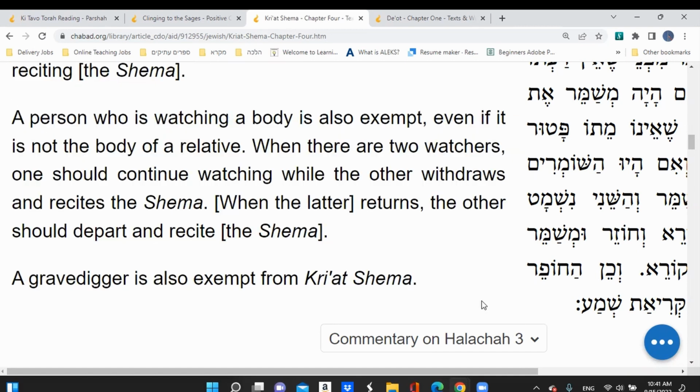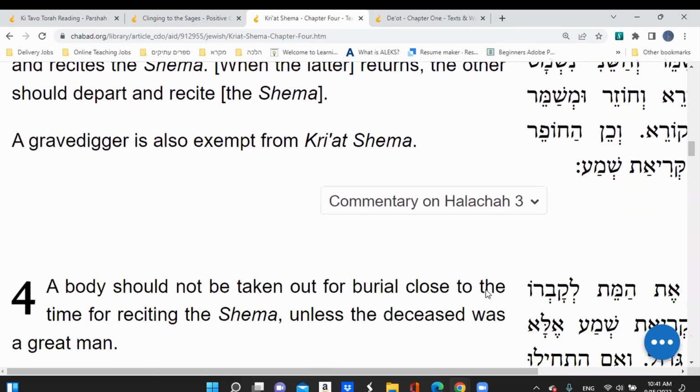A person who is watching the body is also exempt, even if it is not the body of a relative. When there are two watchers, one should continue watching while the other withdraws and recites the Shema. When the latter returns, the other should depart and recite the Shema. A grave digger is also exempt from Kriyat Shema. All right, thank you very much. Kol hakavod.